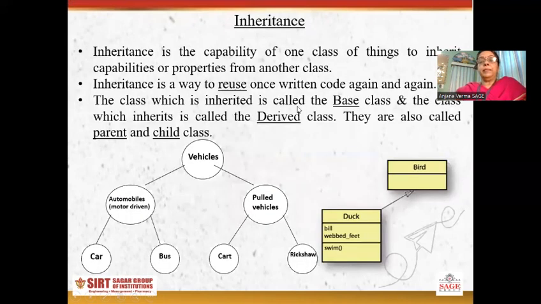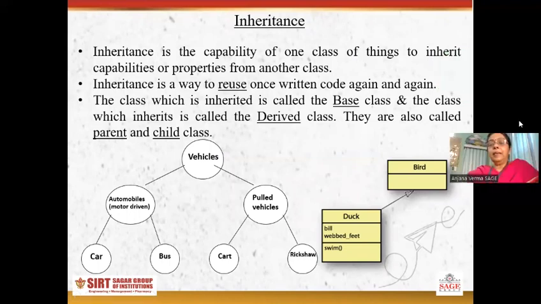Now the next property is inheritance. Normally in English, you know what inheritance is: the properties of parents will be seen in the child. You can say inherited from the parent. The same thing is here. Inheritance means the capability of one class. Here we will talk about all properties in the concept of class and object. Inheritance is a capability of one class of things to inherit capability or properties from another class.